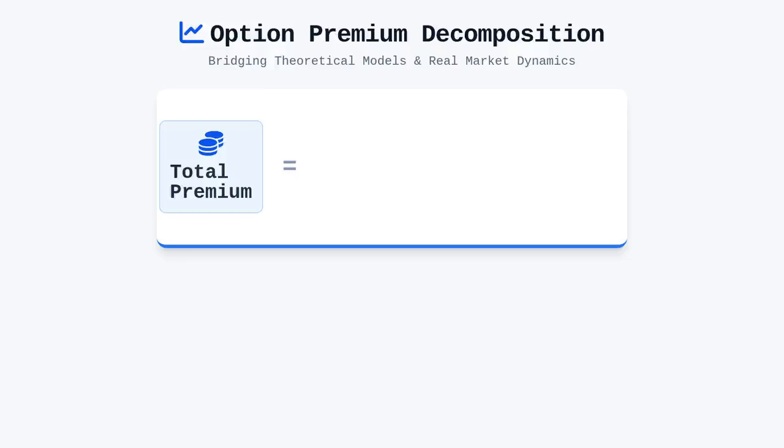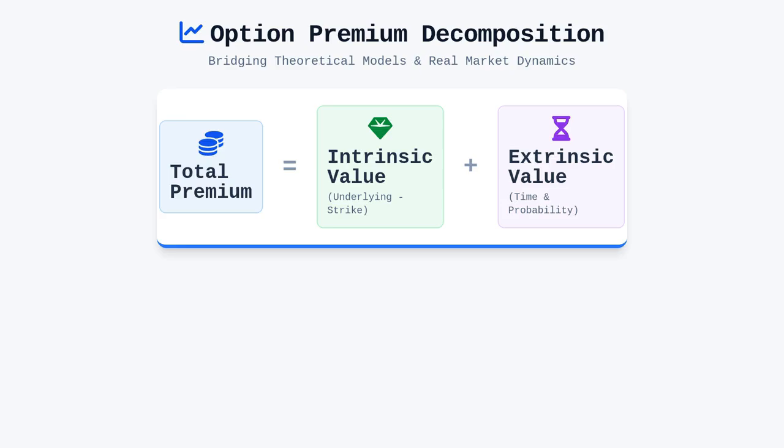To bridge the gap between these theoretical inputs and the real market, we must look at how premiums are decomposed into intrinsic and extrinsic value. Intrinsic value is the difference between the current underlying price and the strike price for options that are currently in the money, whereas extrinsic value is everything else. Extrinsic value represents the market's willingness to pay for the possibility that the option will move deeper into profit before it expires.